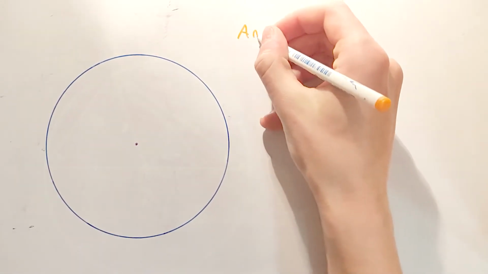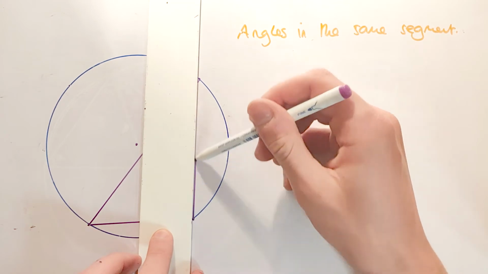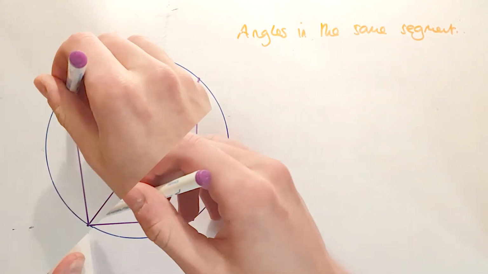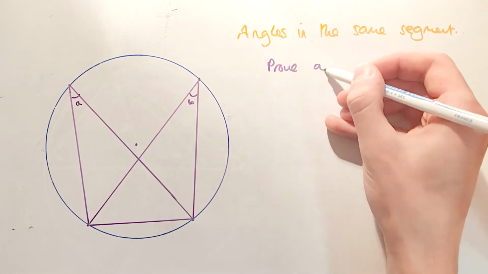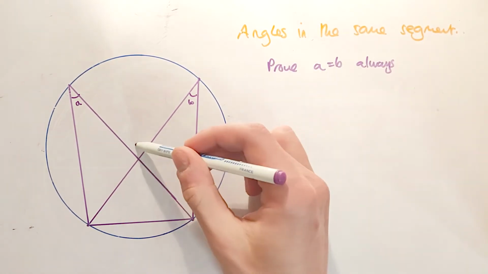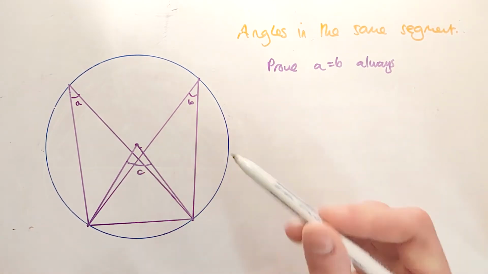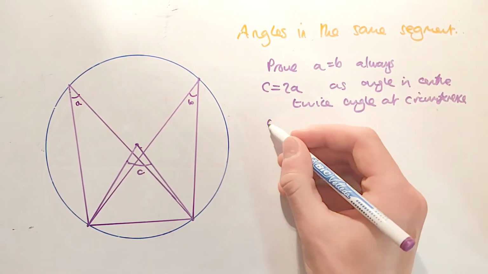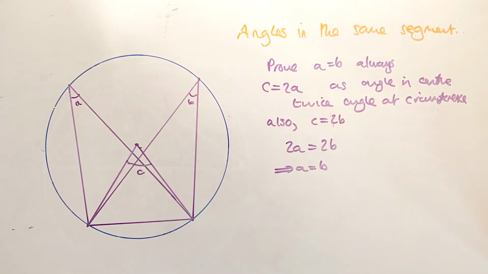Now let's prove that angles in the same segment are always equal. First, let's draw two angles in the same segment, and then we'll draw the angle in the centre of the triangle. Let's label these A, B and C. Because the angle in the centre is always twice the angle of the circumference, 2A equals C. But also 2B equals C. So setting these equal to each other shows that A is equal to B always.